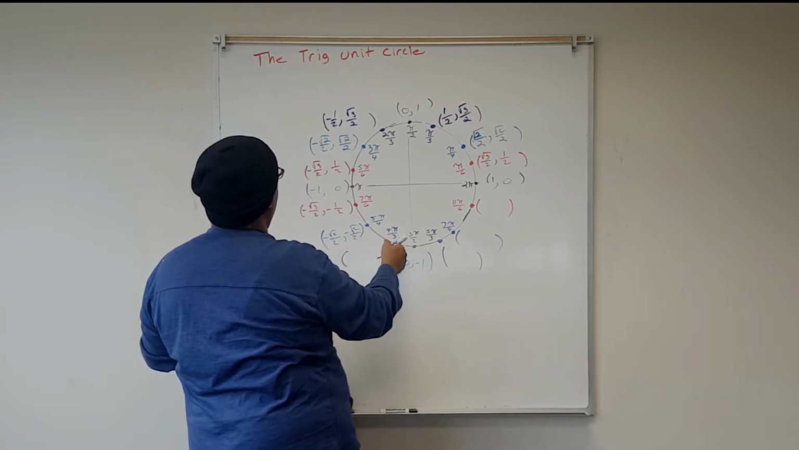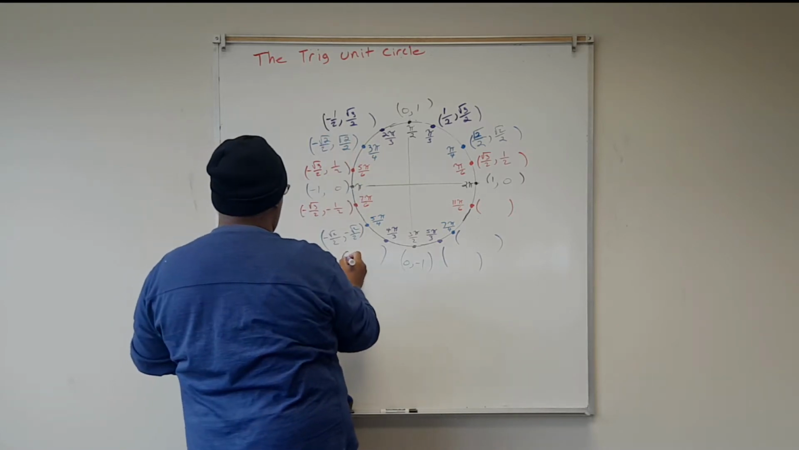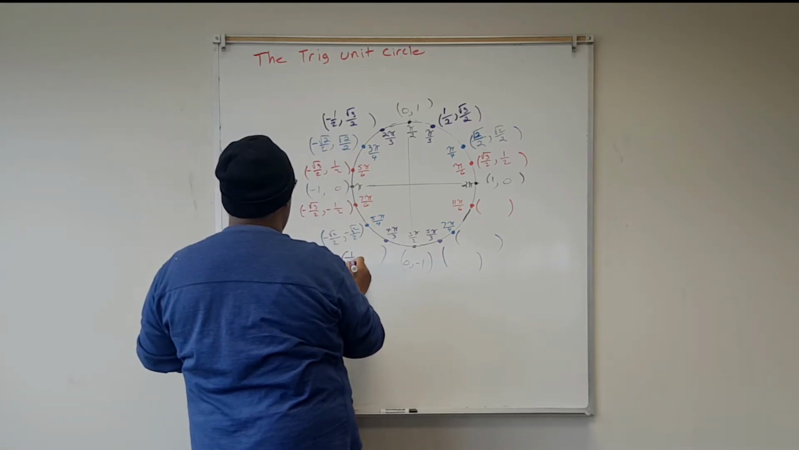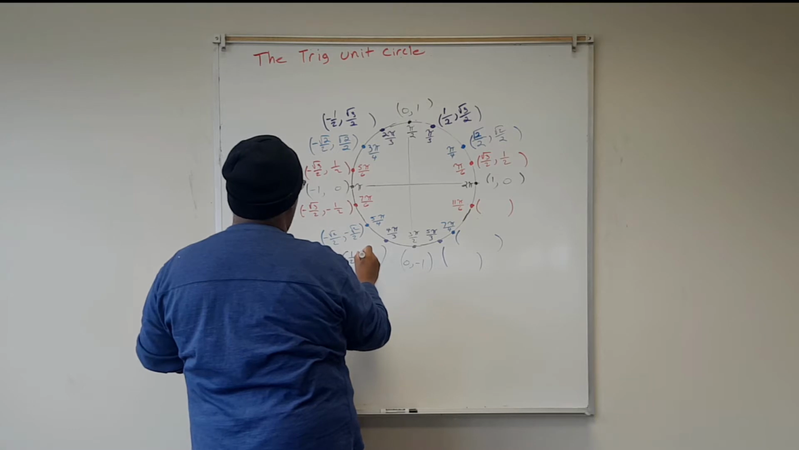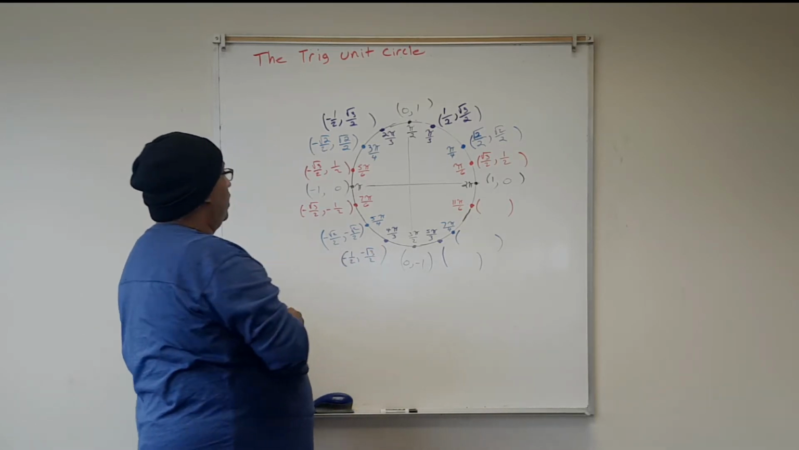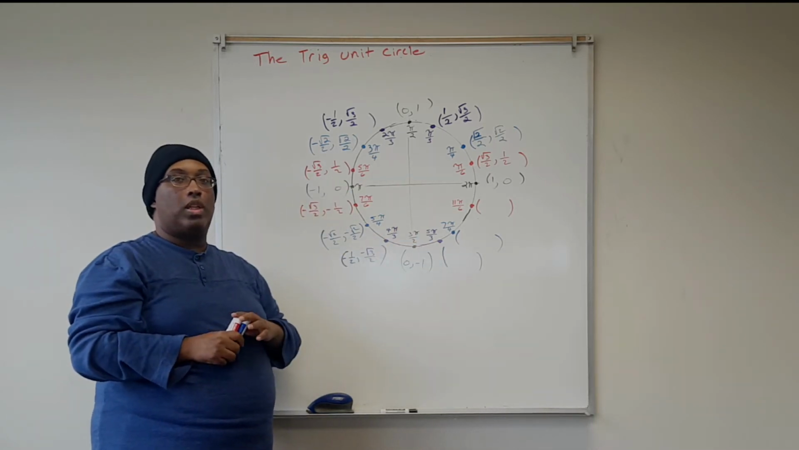Four pi over 3 is going to be same as this one, but both negative. So negative 1 over 2, comma, negative root 3 over 2. 3/4 of the way done. We just have one more quadrant left.